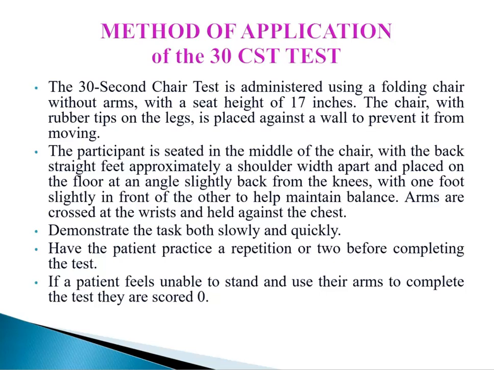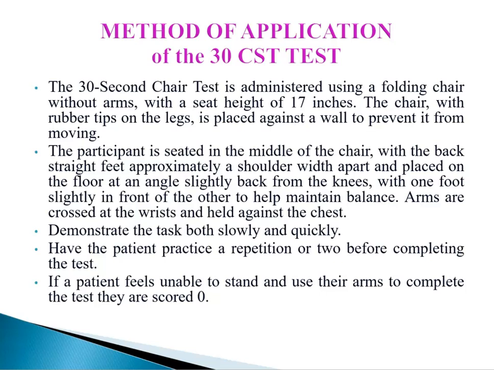So how are we going to apply this test, which is the method of application of the 30 second CST test? This 30 second chair stand test is administered using a folding chair without arms. The seat height must be approximately 17 inches. The chair with rubber tips on the legs is placed against the wall to prevent it from moving.